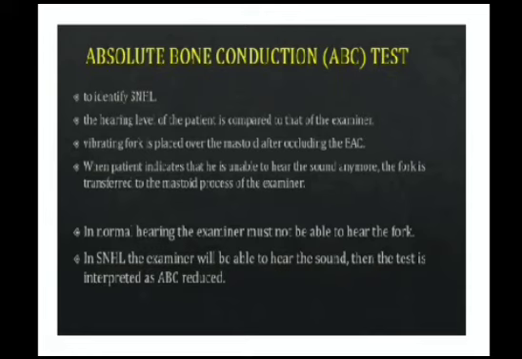There is another test, the absolute bone conduction test, in which we have to identify SNHL. The hearing level of the patient is compared to the examiner's, and then a vibrating fork is placed over the mastoid after occluding the EAC. When the patient indicates that he or she is unable to hear the sound anymore, the fork is transferred to the mastoid process of the examiner. Generally, in normal hearing, the examiner must not be able to hear the fork, but in SNHL, the examiner will be able to hear the sound. Then the test is interpreted as ABC reduced.